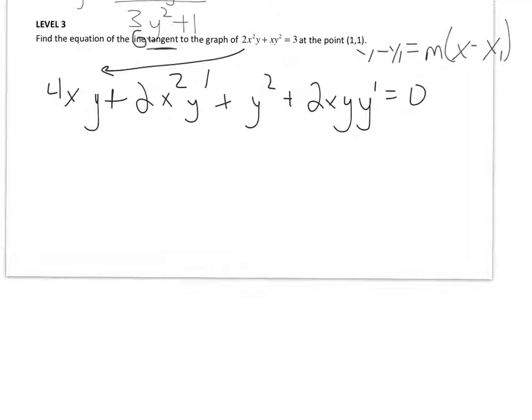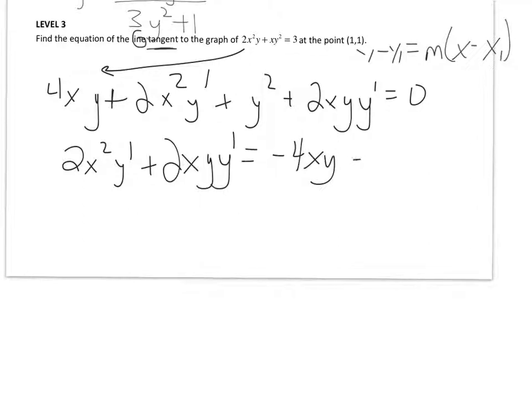Next, again, I'm going to group all those y prime terms together. So I have 2x squared y prime plus 2xy y prime equals negative 4xy minus y squared. I'll factor the y prime out on the left.